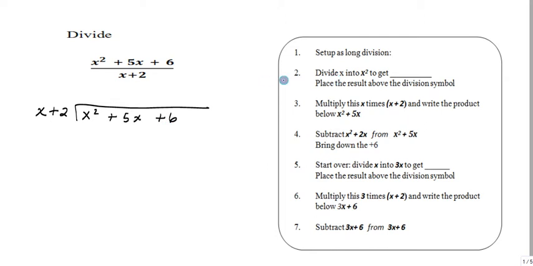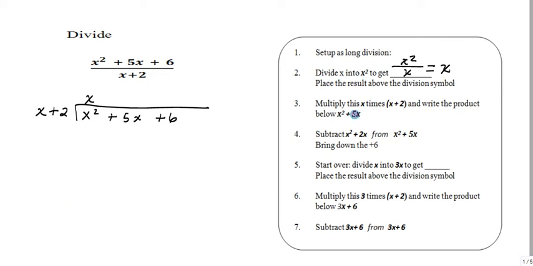We take the x that's here, the first term of the x plus 2, and divide it into the x squared, which is the first term here of the dividend. When you take x squared divided by x, the result is just x. And we place that right above the x squared over the division symbol.